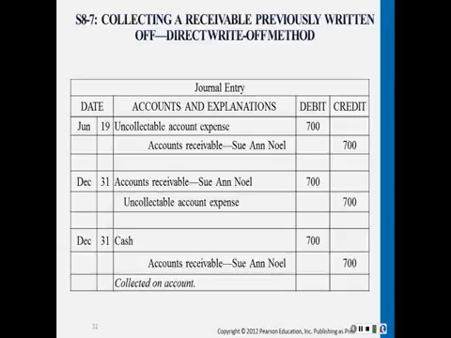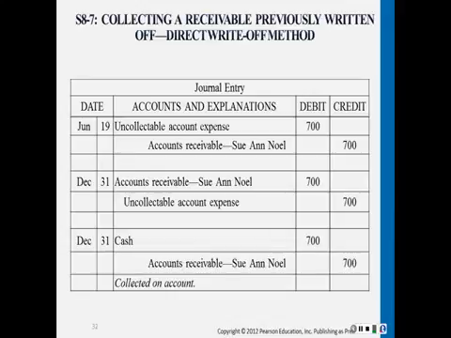Uncollectible accounts expense, when it was written off, was debited for $700 and accounts receivable was a credit for $700. When the money was received, there were two entries necessary. The first one, we had to debit accounts receivable for $700 and credit uncollectible account expense for $700, which was simply a reverse of the journal entry on June 19th.